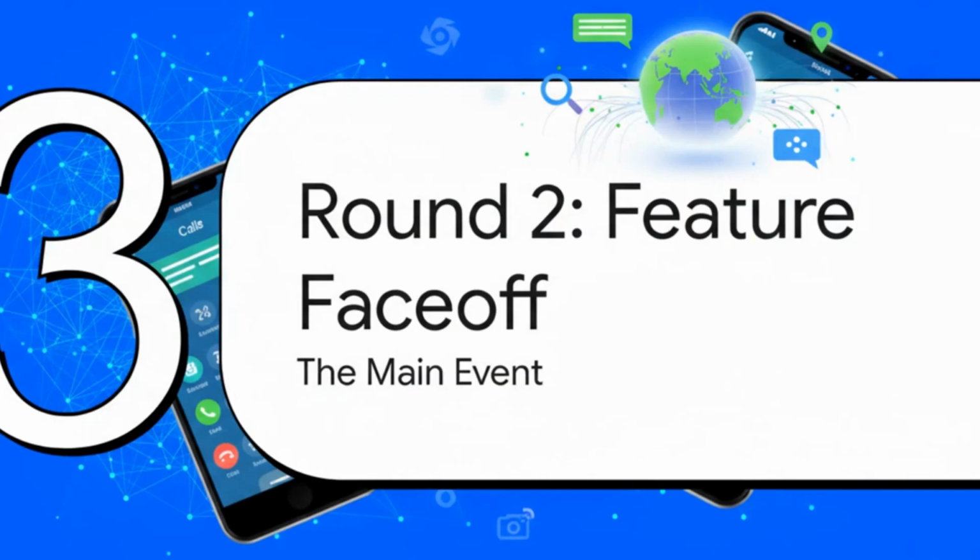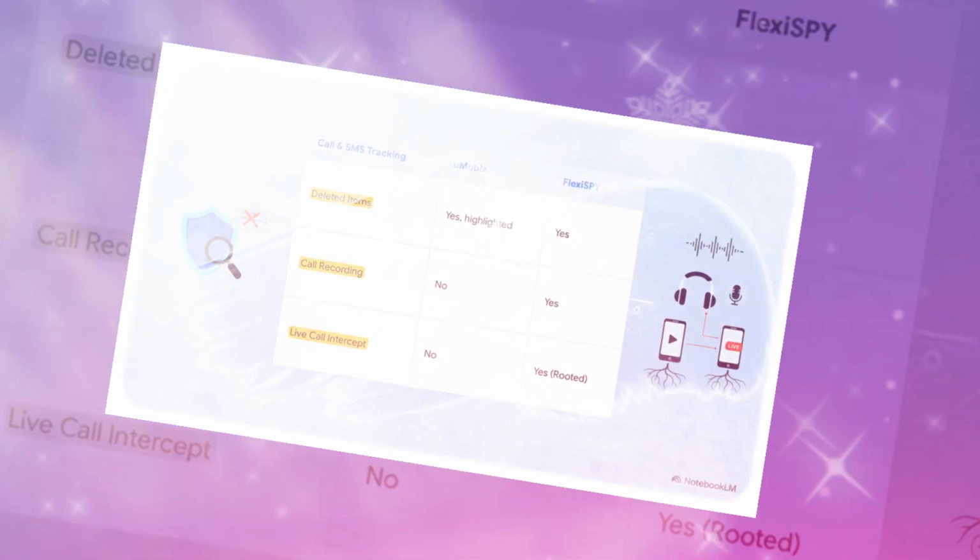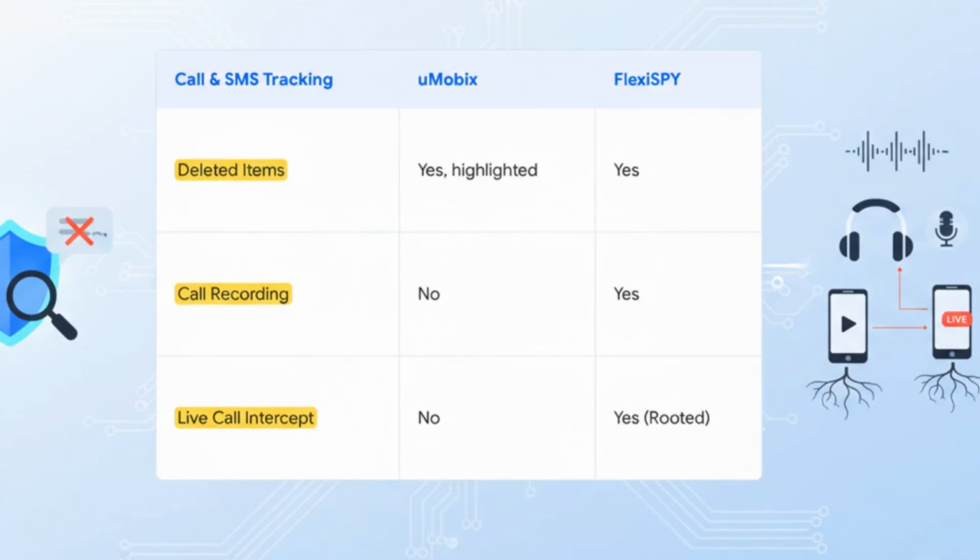All right, now for the main event, the feature face-off. Let's get into the nitty-gritty of what these apps can actually do. When it comes to basic stuff like calls and texts, both of them are really strong. They can even pull up deleted messages, which is super impressive. But FlexiSPY really pulls ahead with some seriously advanced features. It can record phone calls and even let you listen in on live calls. Now, that does require what's called a rooted Android device, which is kind of like jailbreaking for Androids. Still, those are powerful tools that uMobix just doesn't offer.